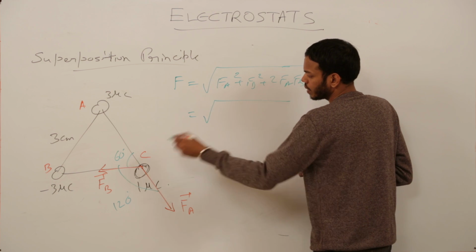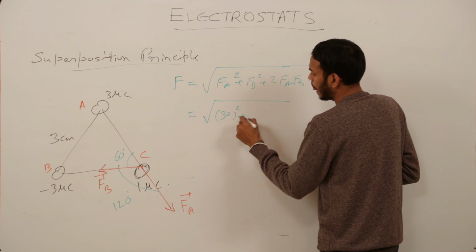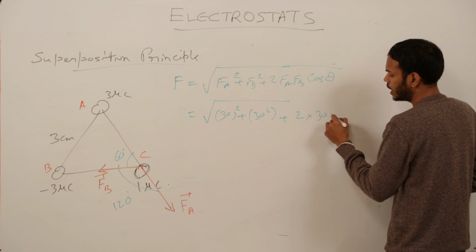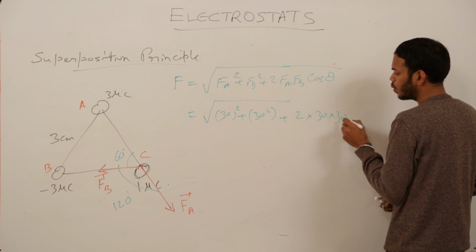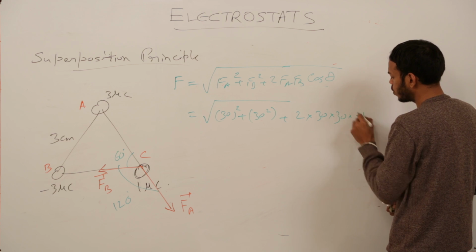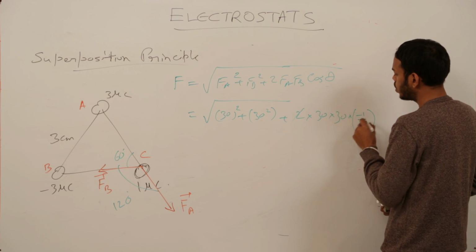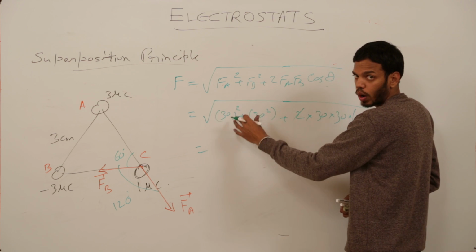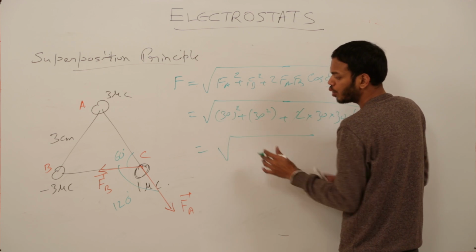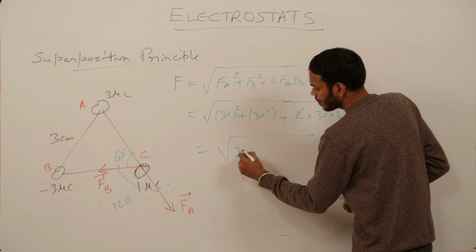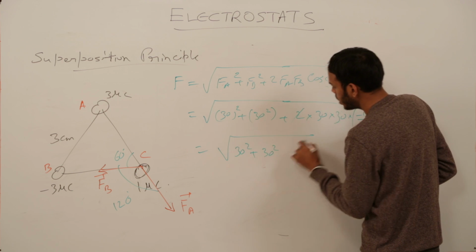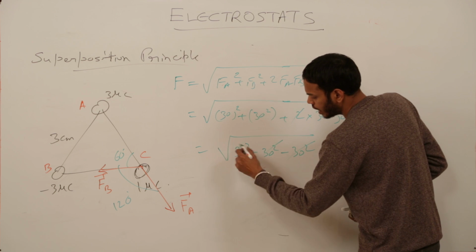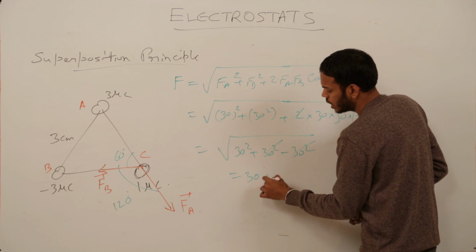Under root 30 square plus 30 square plus 2 into 30 into 30 cos 120, which is minus 1 by 2. This 2 cancels out, leaving this negative sign. Do not open the square right now. Try to keep it as simple as possible. 30 square plus 30 square with a negative sign, minus 30 square. You're left with under root 30 square, that will give you 30 Newton.